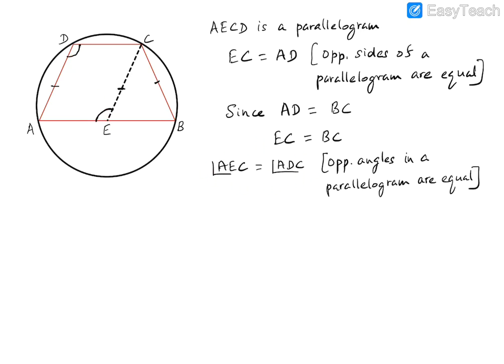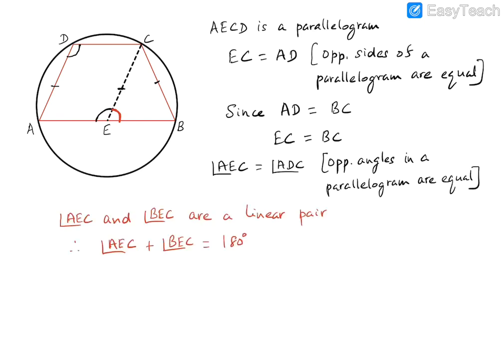The next thing we notice from the figure is that angle AEC and angle BEC form a linear pair. We have a line segment AB on which the ray EC is standing. So angle AEC and angle BEC are a linear pair. BEC is this angle over here. So these two angles form a linear pair.